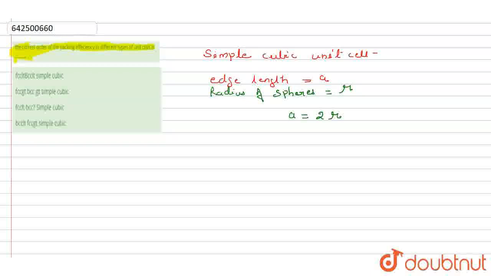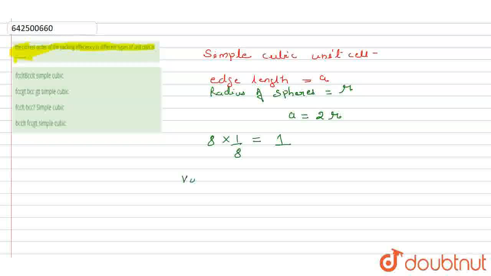Now there are 8 spheres at the corners of the cube, and each sphere at the corner is shared by 8 unit cells, and the contribution per unit cell is 1 upon 8. So the number of spheres per unit cell will become 8 into 1 upon 8, that is equal to 1.